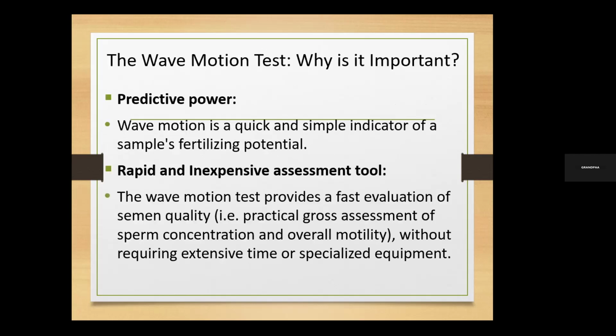Okay, right. So what is the benefit? Why is it important to do it? It has a predictive power, like I've said over and over again. Predictive power means that you can use it to predict whether it is a good sample that doesn't give indication that the person has infertility. So it is a simple indicator for that. If you don't even want to do the semen analysis, that alone will give you that kind of indication that everything is okay. That is a rapid, inexpensive assessment tool.